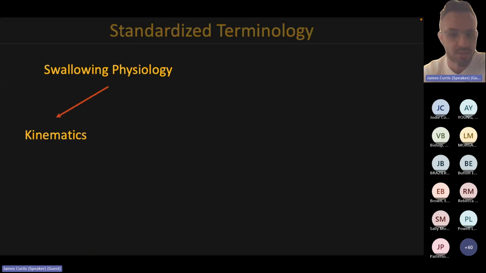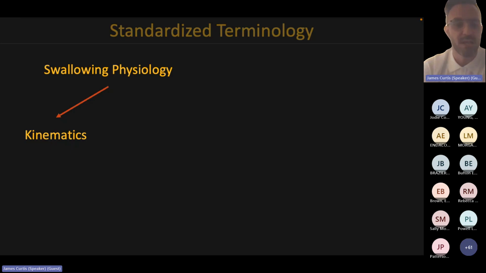So kinematics, this is just a fancy term. It's used a lot in movement sciences and refers to the movement of structures without consideration to the forces behind those structures. So really just what we see in terms of movement. It's not just a speech pathology term, and it can be applied to any sort of movement: speech, breathing, swallowing, coughing. So we have respiratory kinematics, speech kinematics, swallowing kinematics.